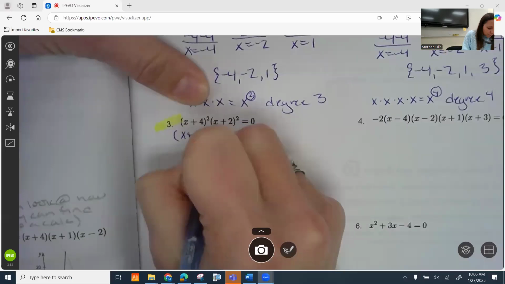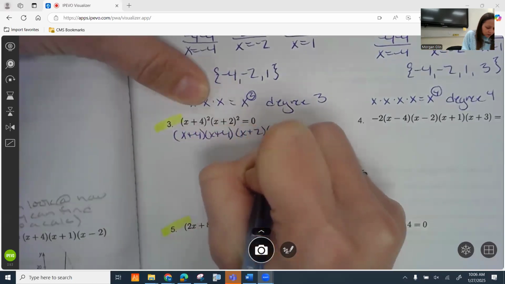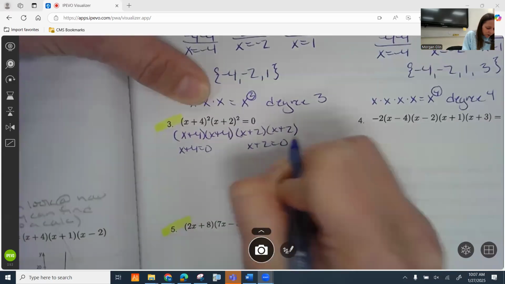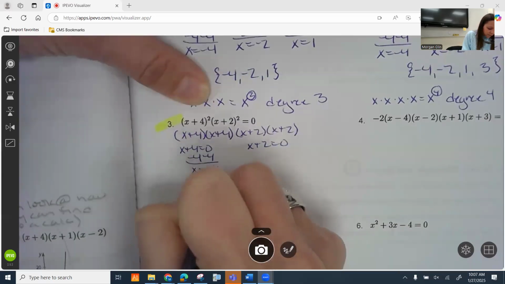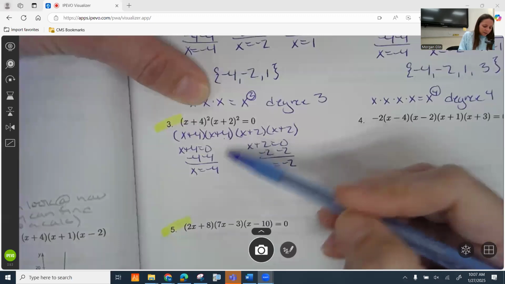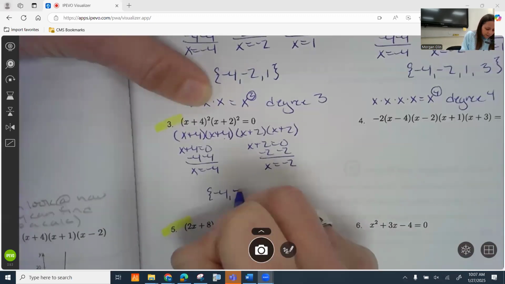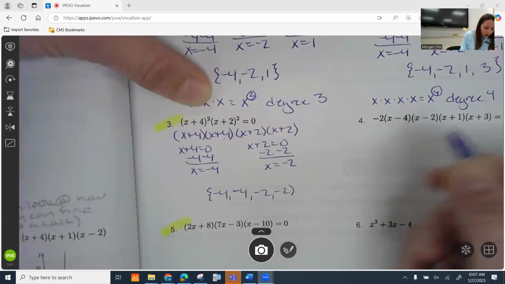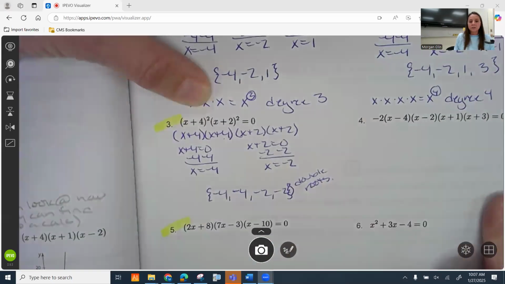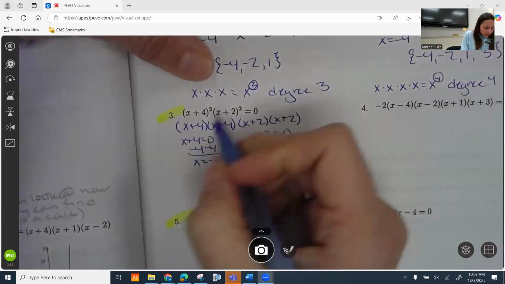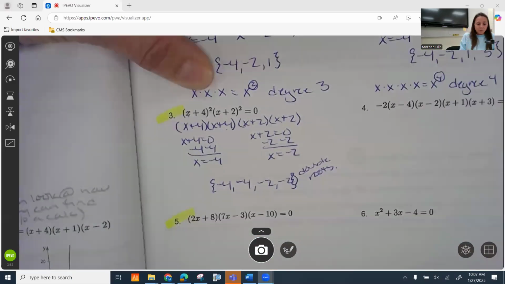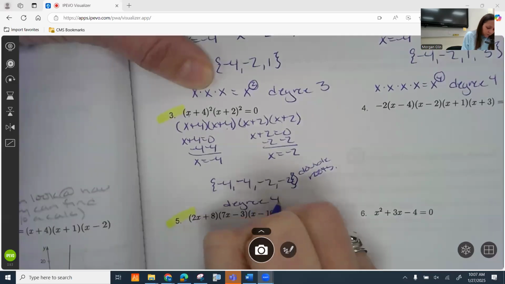Now, in number 3, do you see how I have a square right here? Really, this means 2 of the parentheses x plus 4 and 2 of the parentheses x plus 2. But here I just need to set x plus 4 equal to 0 once and x plus 2 equal to 0 once. Subtract your 4, you get x equals -4. Subtract your 2, and you get x equals -2. But because I have an extra parentheses, really, -4 happens twice, and -2 happens twice. We call these double roots. We'll look at these on a graph in just a little bit. But if you actually look, because I would have x, x, x, and x, how many x's do I have? I have 4. So therefore, it is degree 4.